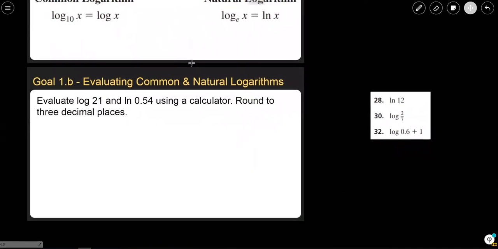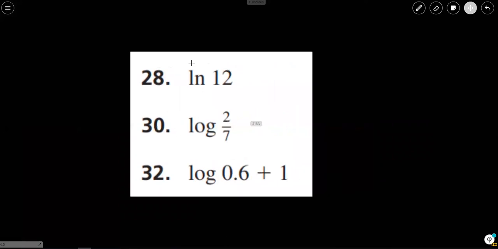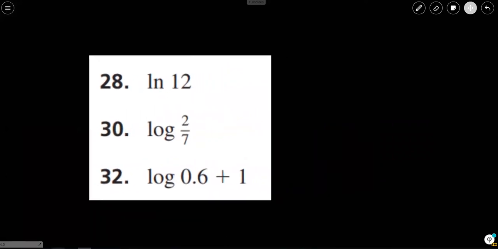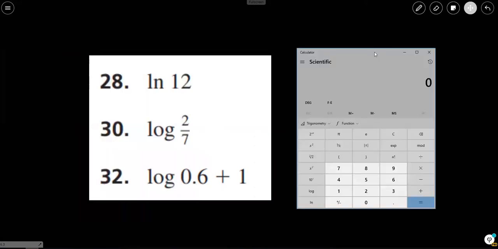Then we moved on to evaluating things with calculators. This is very, very fast. So remember, on our scientific calculators, whether you own one or you have it on your phone or you're using the computer-based one, they all have these nice keys, the common log and the natural log. So if I want to calculate these, I can very quickly do it. Natural log of 12, type in 12, hit the natural log key. It's 2.4849. I'm going to round that up to 2.485.